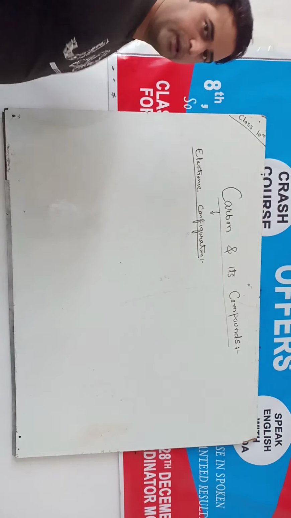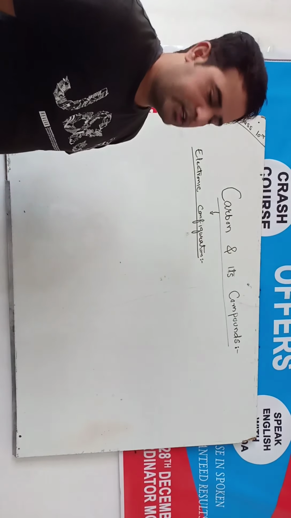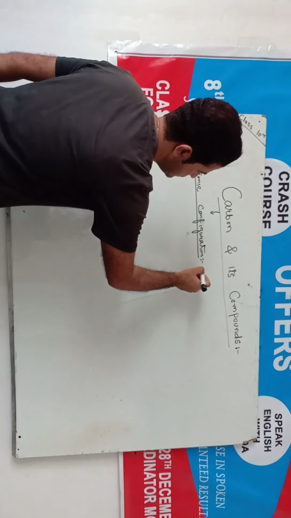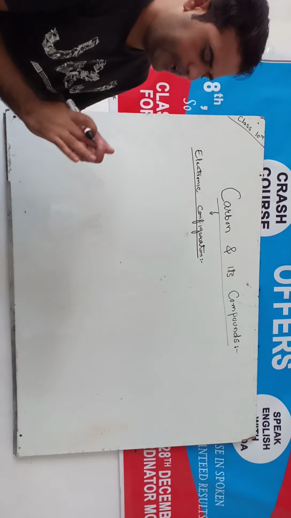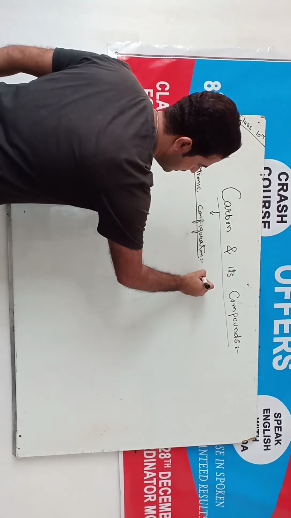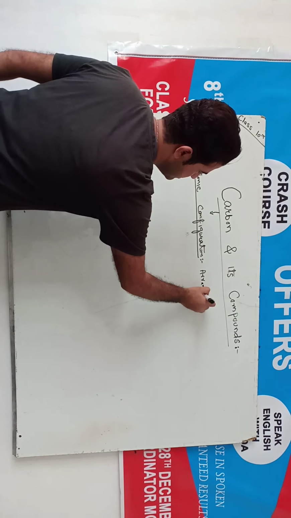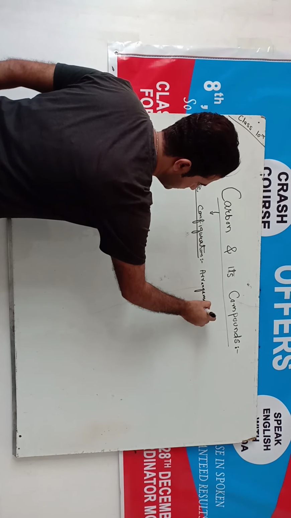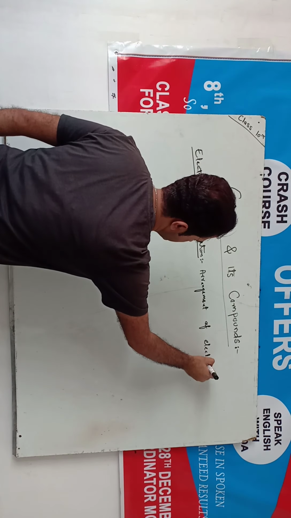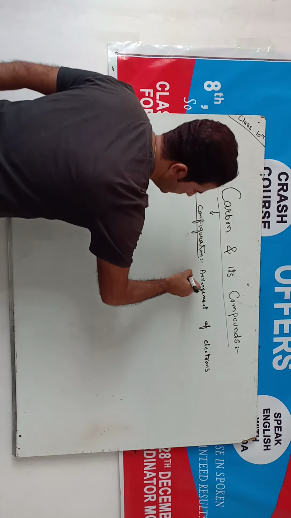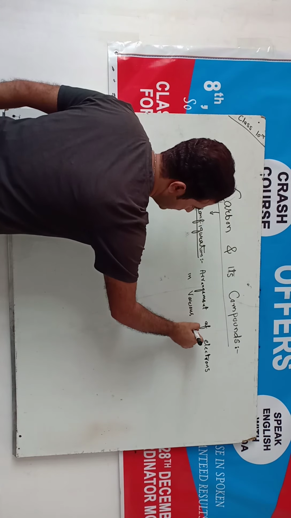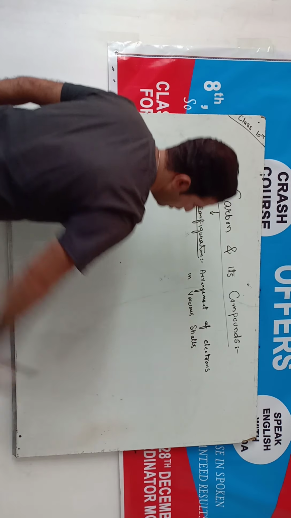Electronic configuration is the number of electrons, or we can say it is the arrangement of electrons in various shells of an atom.